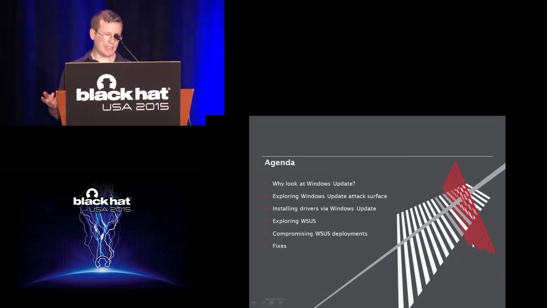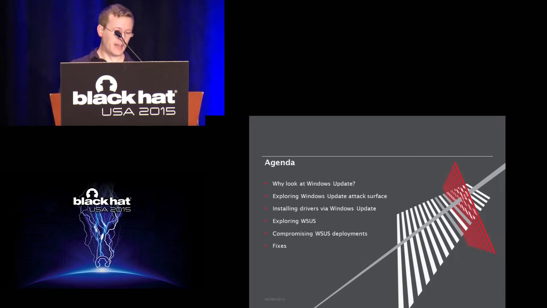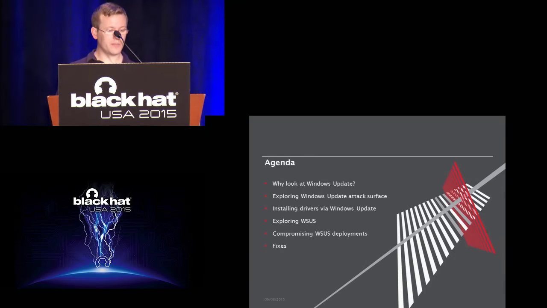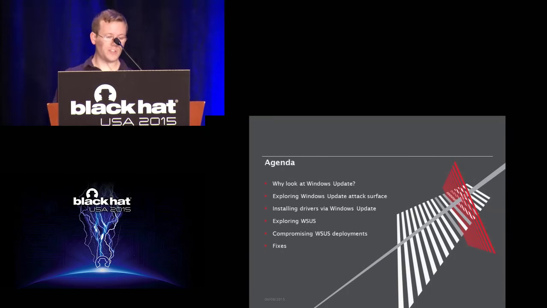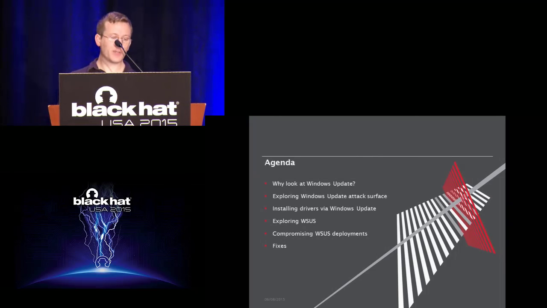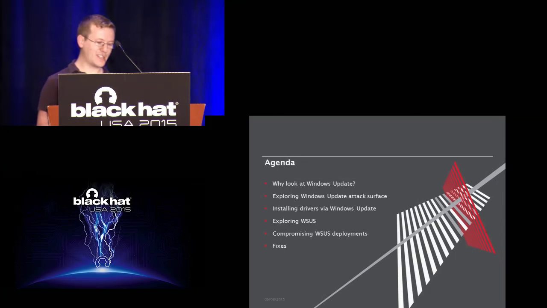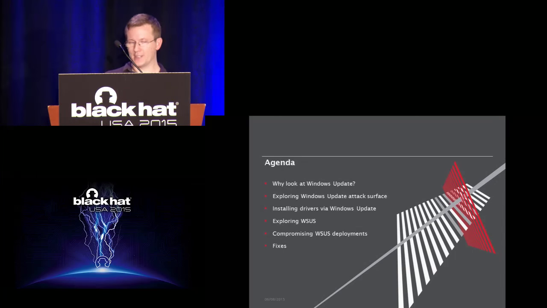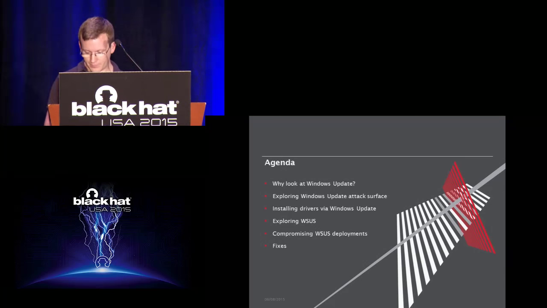So we're going to be talking about Windows Update, and the focus of our talk is Windows Update in an enterprise scenario. Just a brief overview of what we're going to look at. First, we'll talk about why we decided to look at Windows Update. We're going to explore some of the attack surface of Windows Update, the things we might be able to do with it. Then we're going to talk about drivers, and look at what drivers are available via Windows Update. And then we're going to move on to WSUS, which is the enterprise variant of Windows Update. So we're going to delve into WSUS, and I'm going to talk about how to compromise it in certain situations. And because we like to be responsible, we're going to tell you how to fix those problems as well.